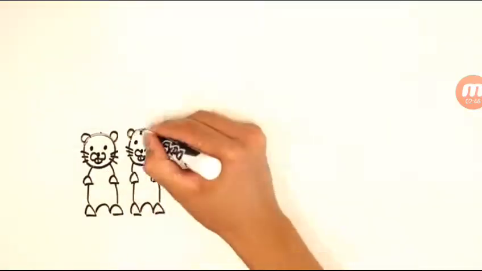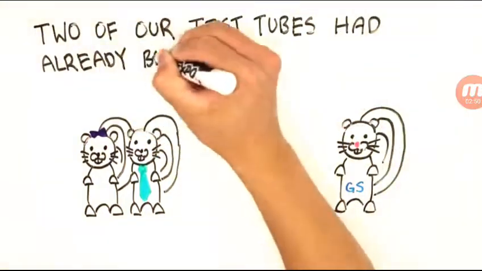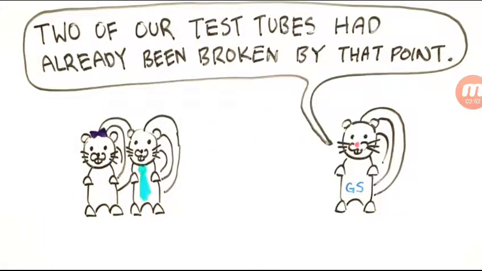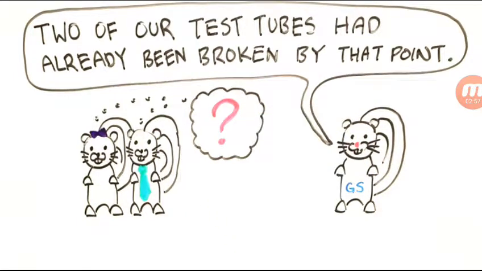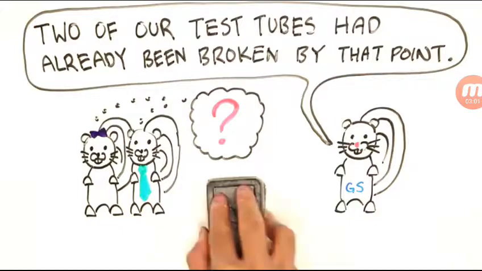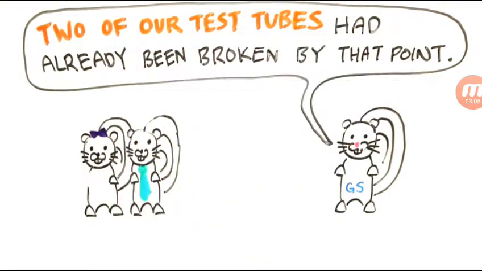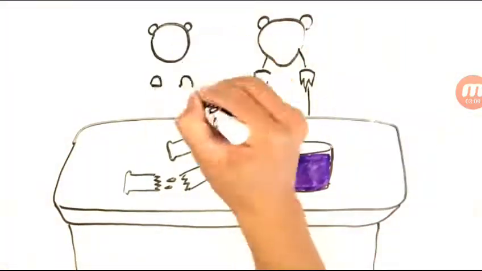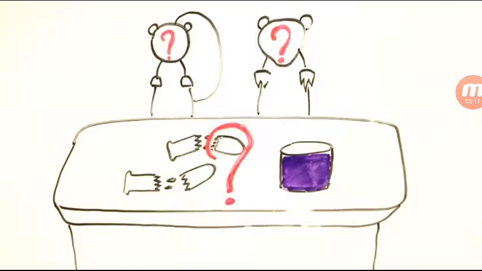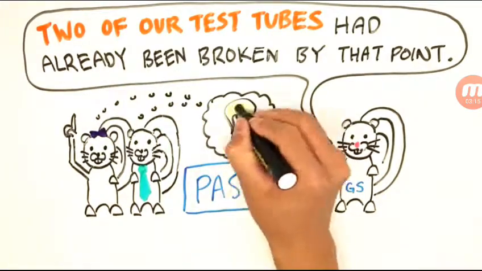Okay, Grammar Squirrel's second example. By that point, 2 of our test tubes had already been broken. Okay, it seems her friends are still a little bit confused, but what about you? Do you think this is an active or a passive voice sentence? So, remember, begin by finding the subject. Okay, great. And because the action of the verb is passively being performed on it rather than by it, this must of course be a passive voice sentence.